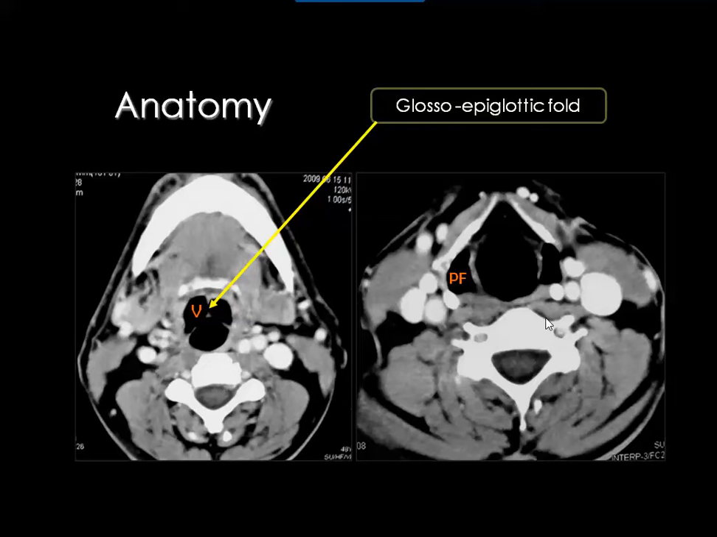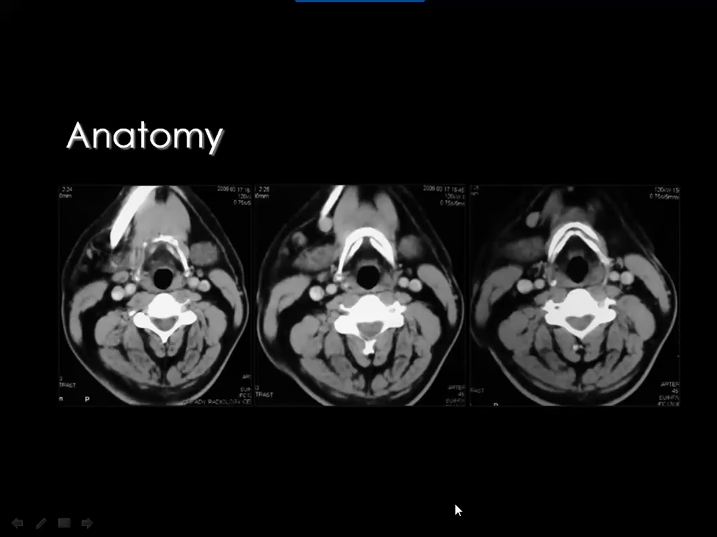Then if you follow the epiglottis lower down, you see the fold which is known as the aryepiglottic fold, connecting the epiglottis to the arytenoid cartilage at the base of the true vocal cord. This aryepiglottic fold will separate the air space here into a laryngeal space and an outer space, which is known as the piriform sinus or the piriform fossa.